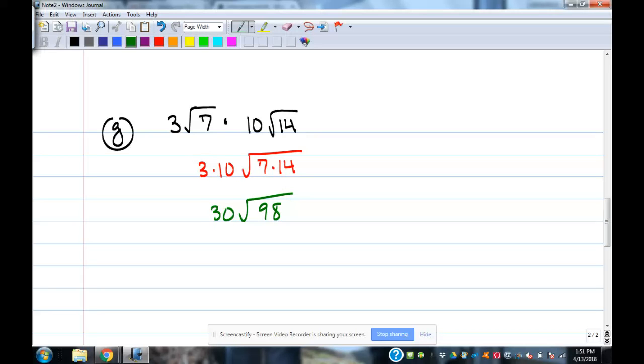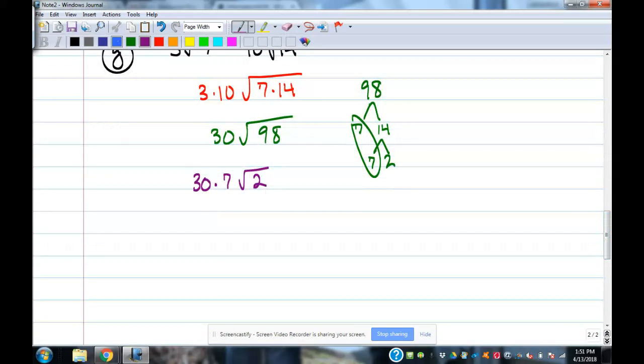Once you've multiplied, simplify. Does 98 break down? Yeah, we know it does because we got it from 7 times 14. And 14 breaks down into 7 and 2. So there's a pair of 7s. So it's going to be 30 times 7 on the outside. What's left inside of the square root? 2. What's 30 times 7? 210. Radical 2. What's 7 times 3? Add a 0.